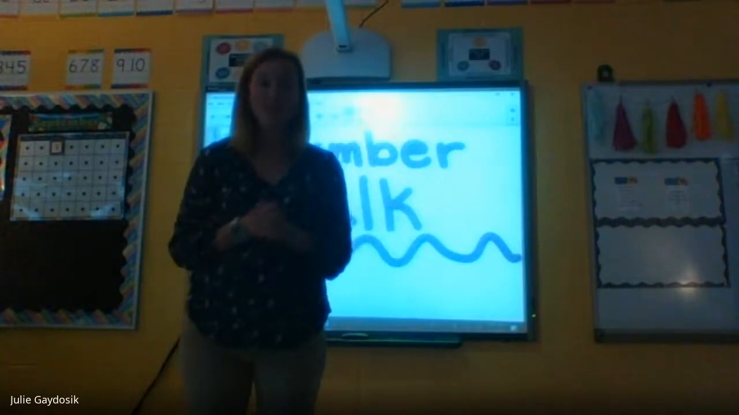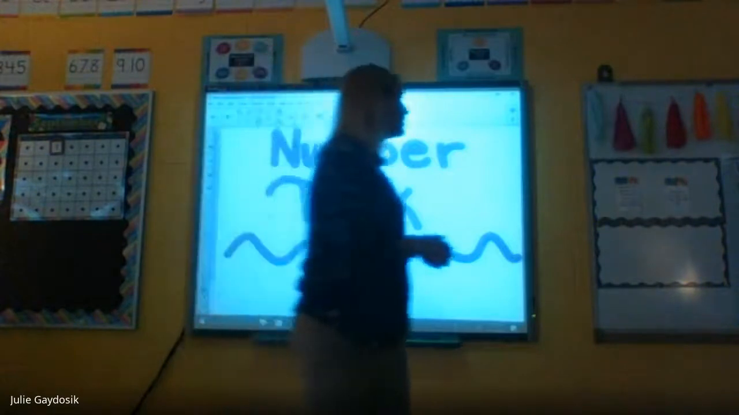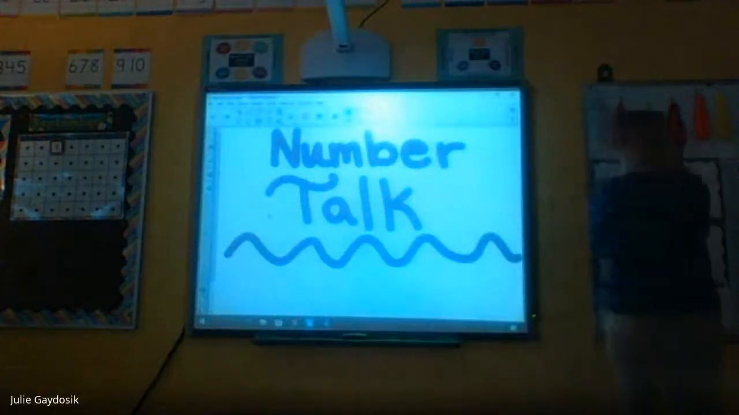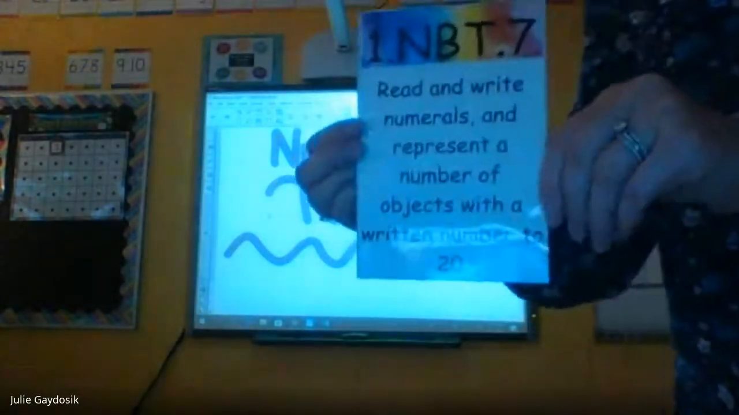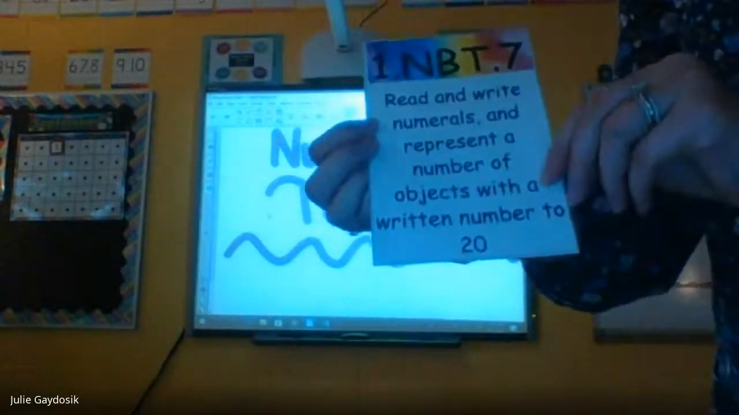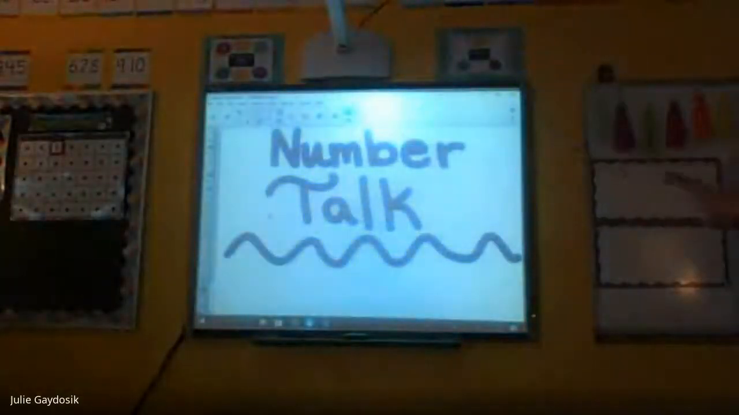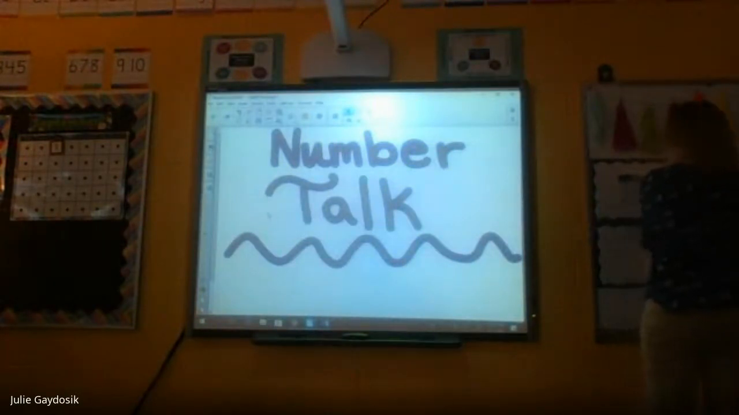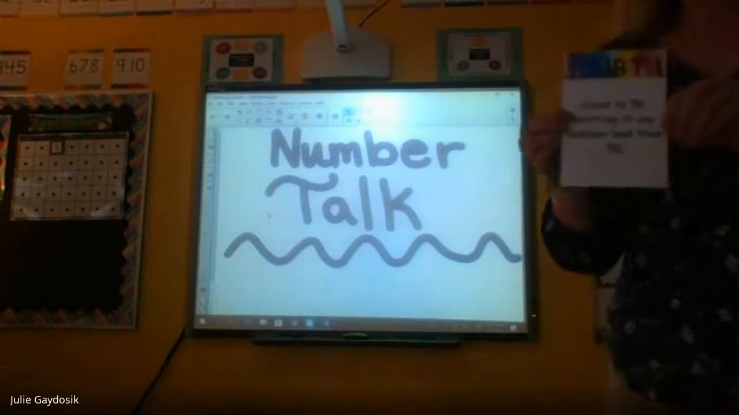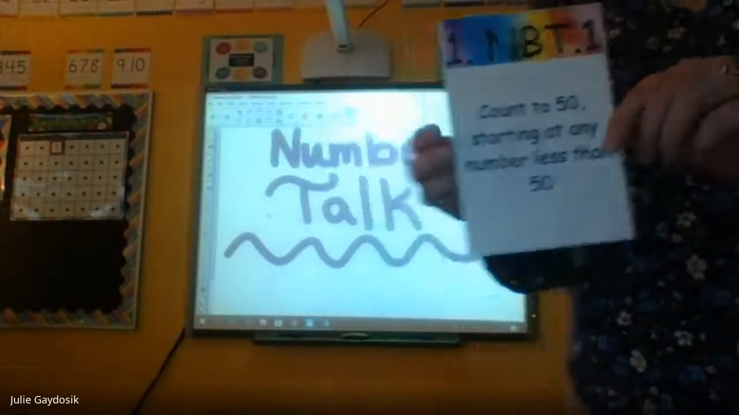So before we begin, remember we always go over our I can statement. Our I can statement is to read and write numerals and represent a number of objects with a written number to 20. Our other I can statement is to count to 50 starting at any number less than 50.